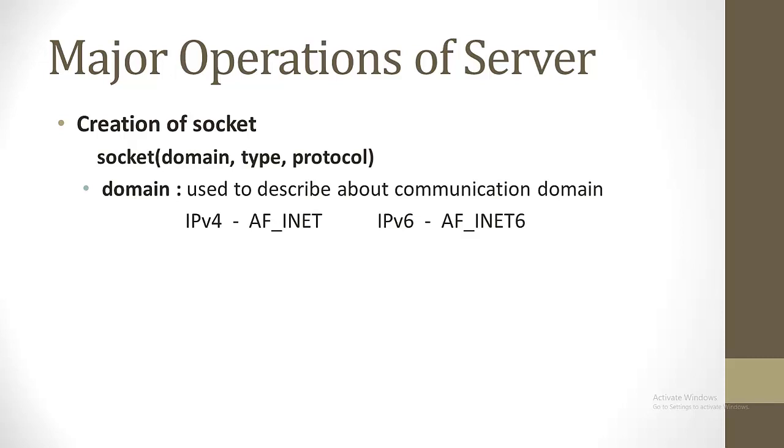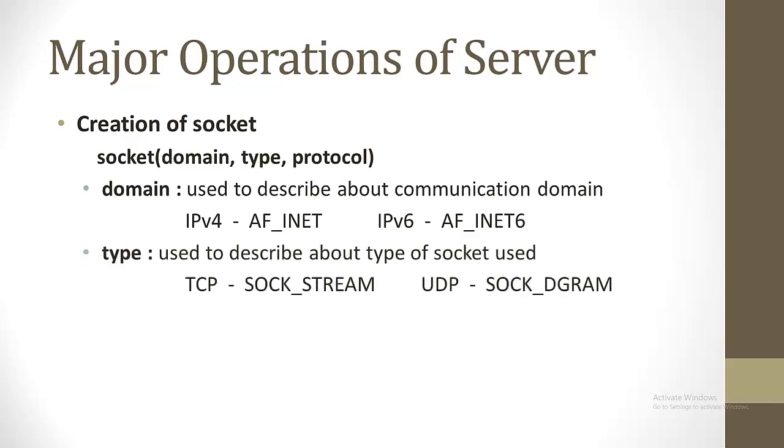And mostly in our program, we are going to use AF_INET, which means we are going to use IPv4 address. And number 2 is type. Type describes the type of socket that is to be used in the programming. As I discussed in the previous slides, we are going to use only 2 types of sockets, TCP and UDP. If it is TCP, then we have to use SOCK_STREAM. If it is UDP, we have to use SOCK_DGRAM.